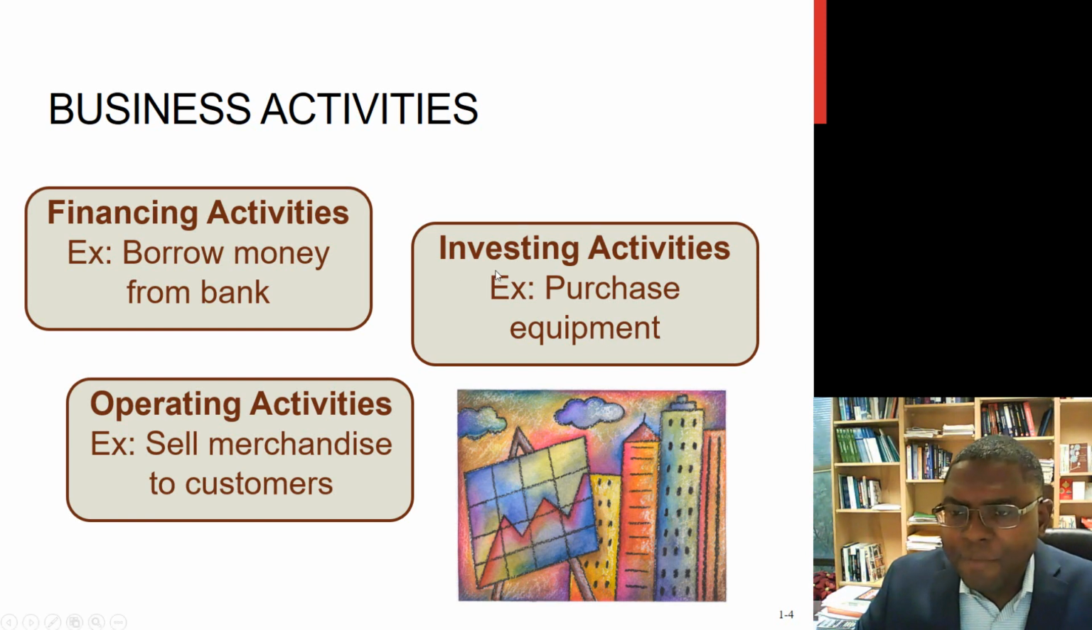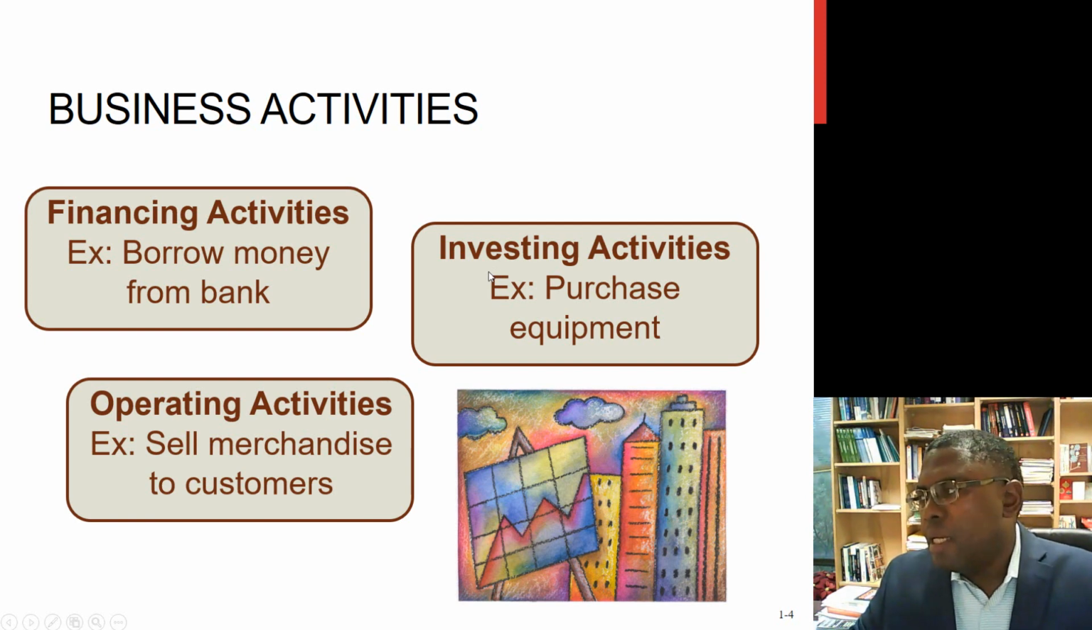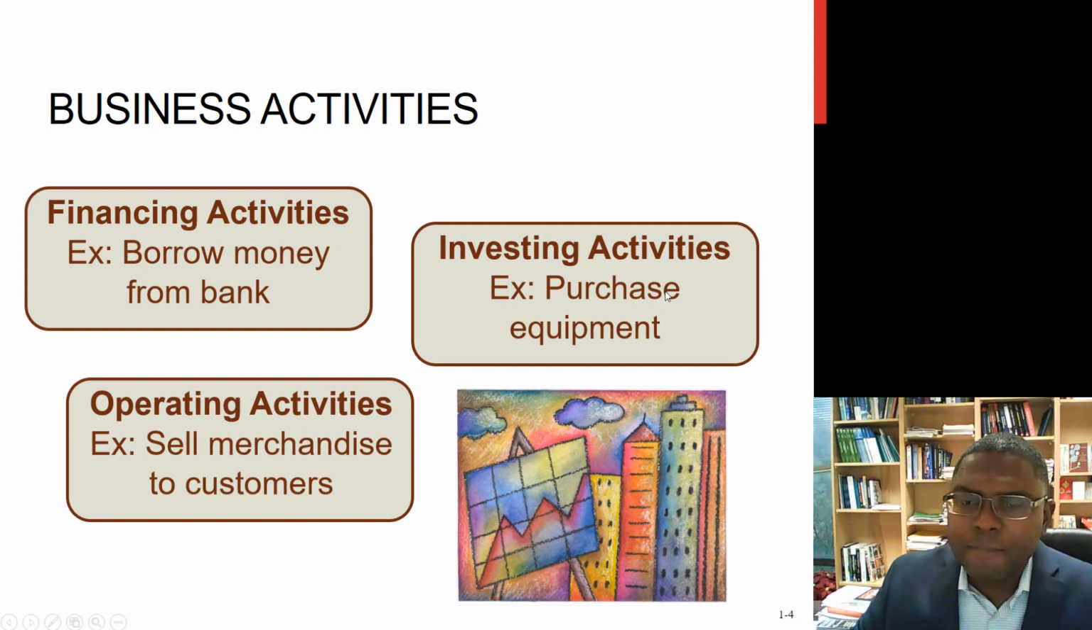Companies also have investing activity, which is how they invest their money, the buying and selling of equipment and plant. All of that is investing activity. In addition to that, there is operating activity. By operating activity, it is simply the day-to-day operation of the business: the buying and selling of merchandise to customers, paying suppliers, collecting cash from customers, and delivering products and services to customers. All of those are operating activity.